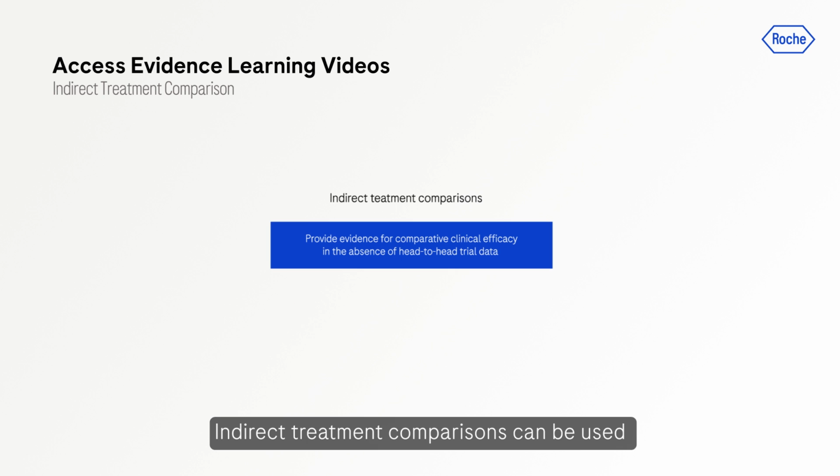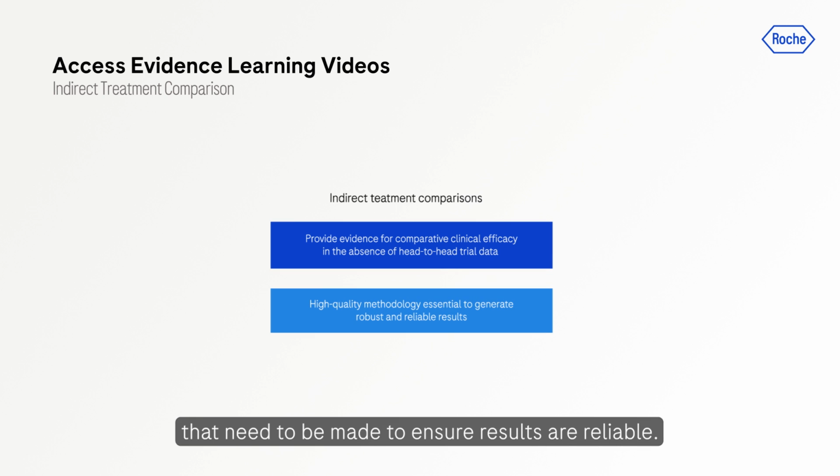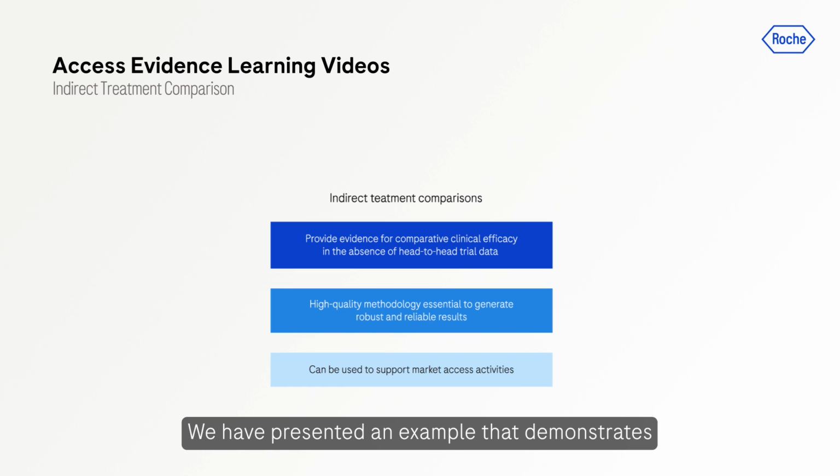Indirect treatment comparisons can be used to compare treatment efficacy when there is a lack of head-to-head trial data. We have examined the considerations that need to be made to ensure results are reliable. We have presented an example that demonstrates how indirect treatment comparisons have been used to support the pharmaceutical products.